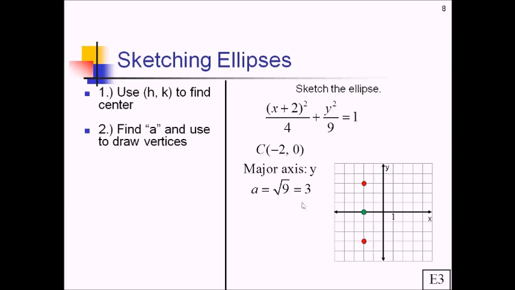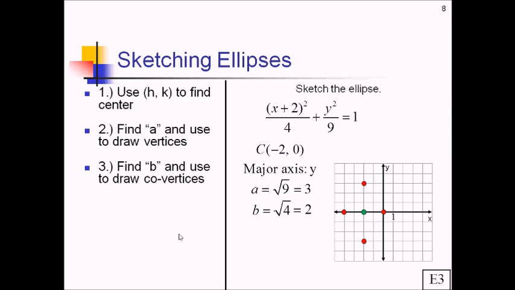Next, because we need a little bit more to graph an ellipse, we're going to find the b value, which we haven't done up to this point. And we're going to use that to draw the co-vertices. Well, that's just going to be the square root of the smaller denominator. So the square root of 4 in this case, which is 2. So that's 2 to the left and 2 to the right.